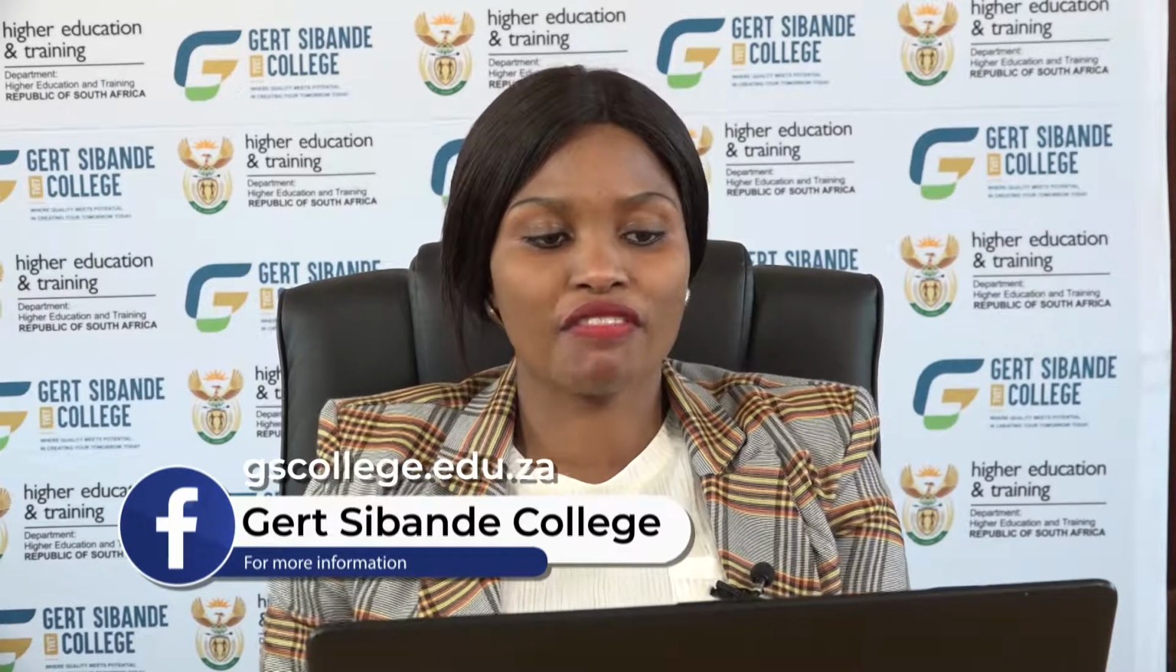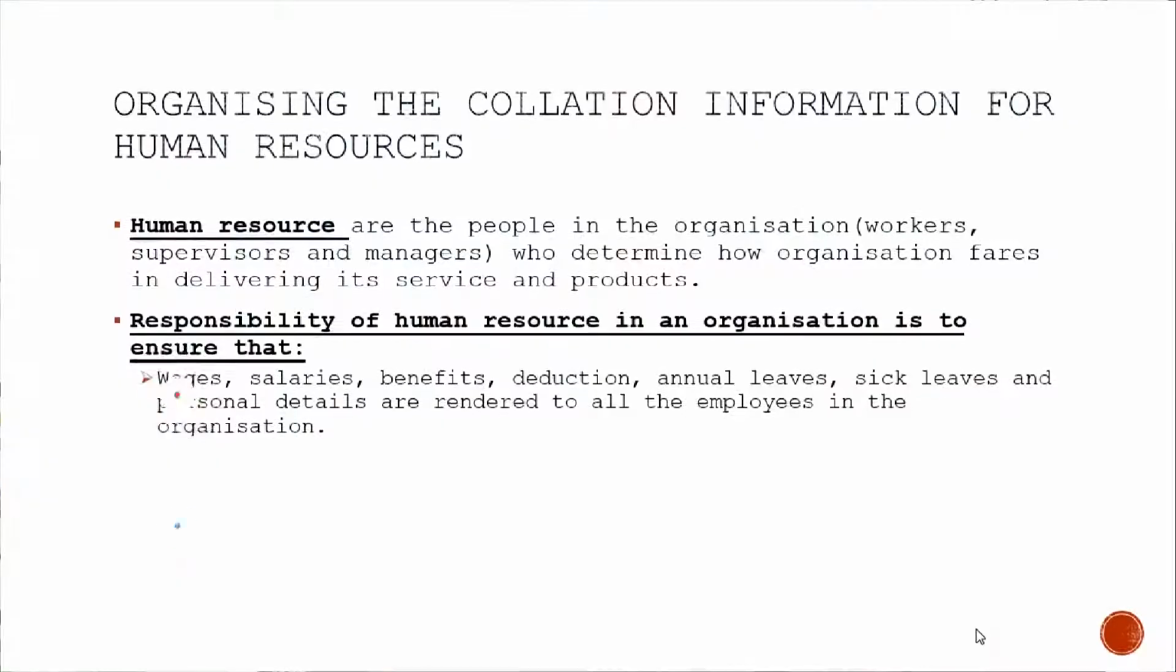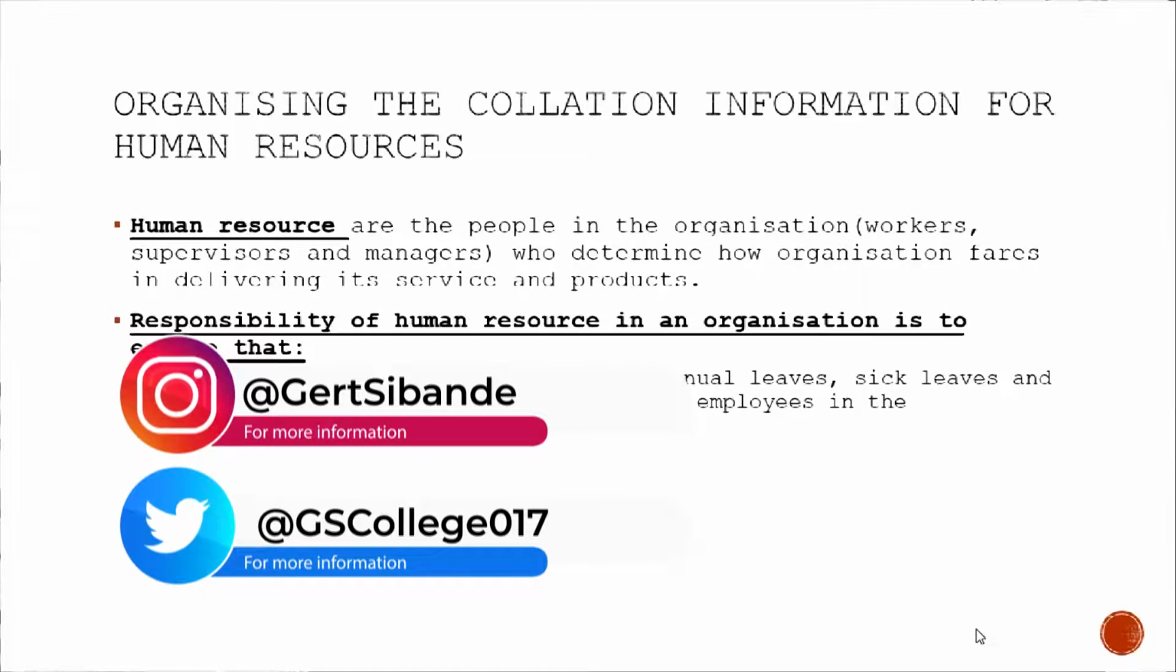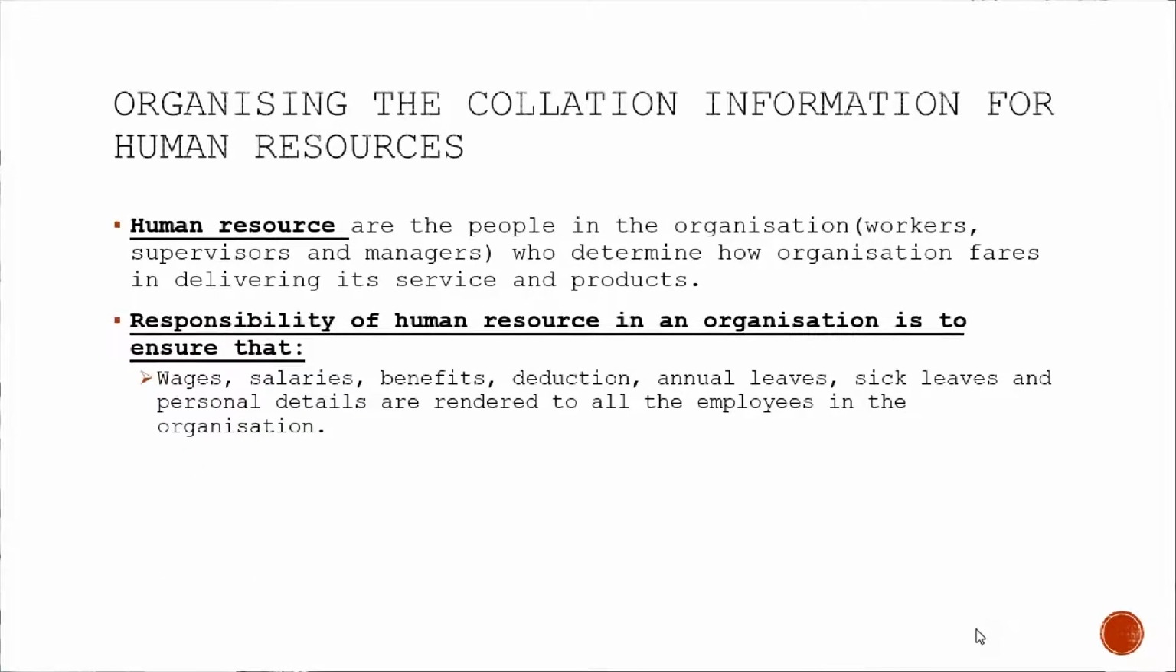So we go to our first slide, where we are going to talk about organizing the collection of information for human resource. I will start with the explanation of human resource. Human resource are people in the organization, like workers, supervisors, managers, who determine how the organization fares in delivering its service and product. In that way, human resource is the link between the employees and the employer.